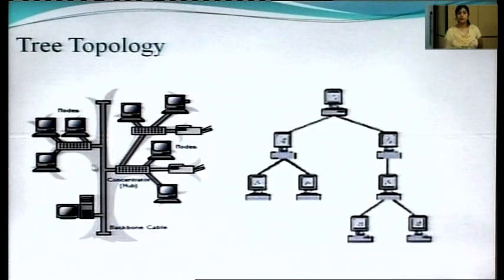Now, next is the tree topology. Tree means whenever we combine many stars with each other in a hierarchical manner. Look at this diagram. This is a tree and this is again a tree, in which computers are attached by following star topology and by following tree topology.